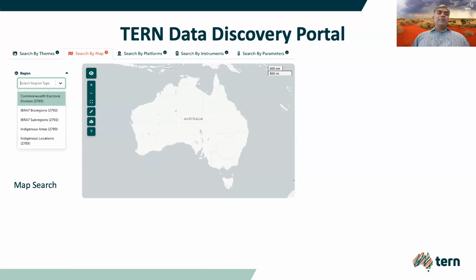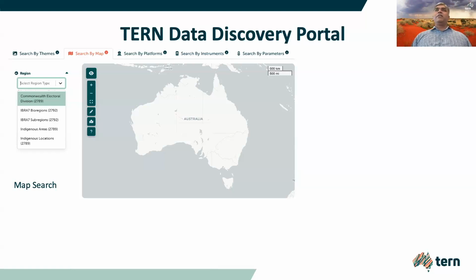Okay, so the other aspect is searching via the region. Assume that you want to see what TERN has got in Southeast Queensland. So you can go to the IBRA region and then Southeast Queensland. You can search for Southeast Queensland, and then it will provide you the list of data sets it has got as well.